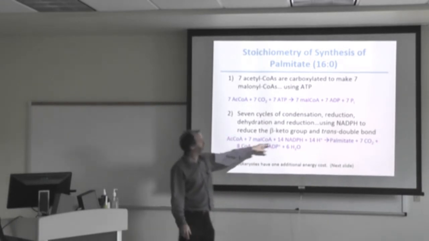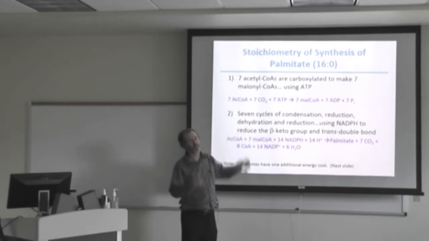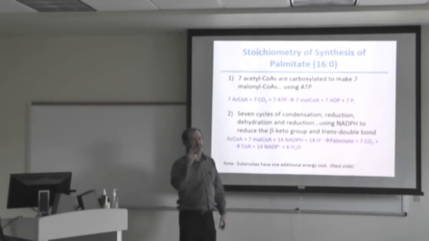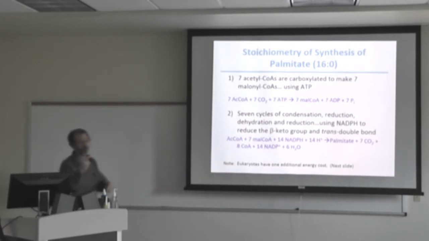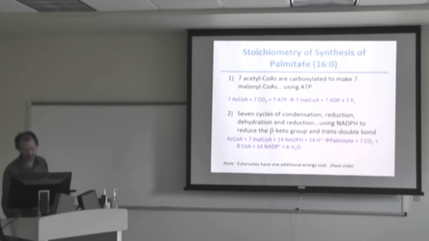So you remember we have to reduce each one of these malonyls twice, right? First we form the beta-keto, dehydrate it to the ene, and it requires another NADPH, so 2 NADPHs for each malonyl.